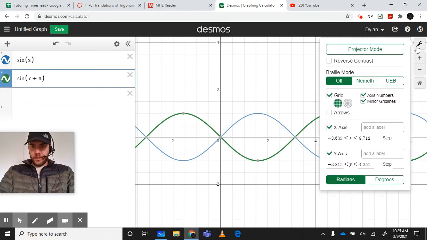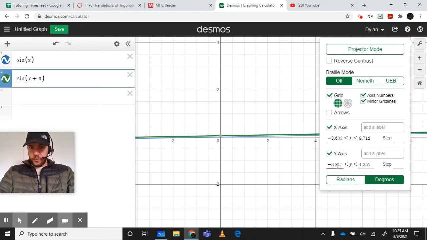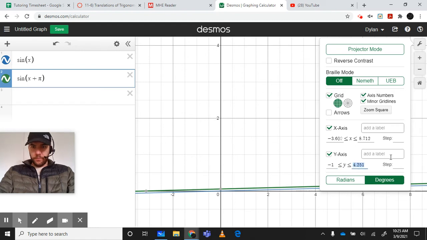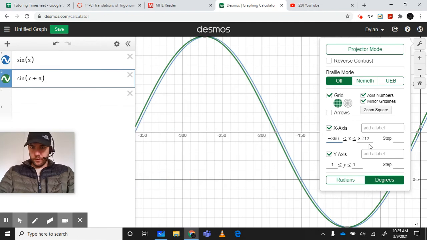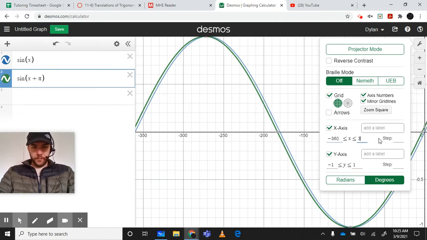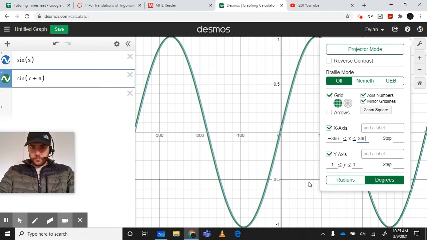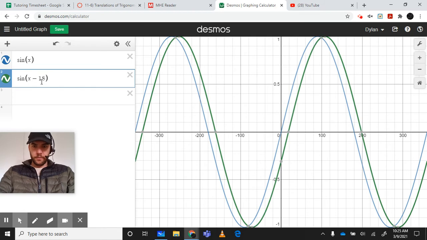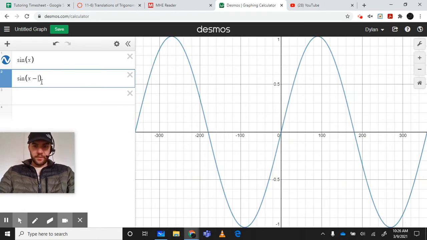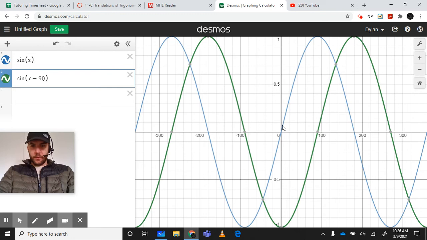If we go to the graph settings, you can change it to degrees, which might not be a bad idea. If you do that, you'd want to switch your axes so that they fit the graph better. So I would say go from negative 360 degrees to positive 360. In this case, the shifts that I would do would be more like x minus, let's say, 180 degrees or minus 90. I think that one's easier to look at.